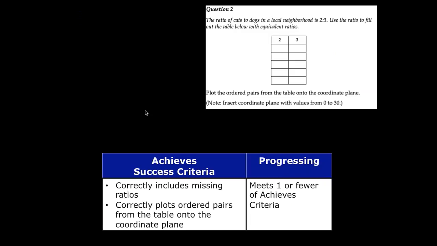Here's another one directly aligned with that same example, same part of the standard. The ratio of cats to dogs in a local neighborhood was 2 to 3. Use the ratio to fill in the table with equivalent ratios, and plot the ordered pairs from the table onto the coordinate plane. Correctly includes the missing ratios, correctly plots the ordered pairs from the table onto the coordinate plane.